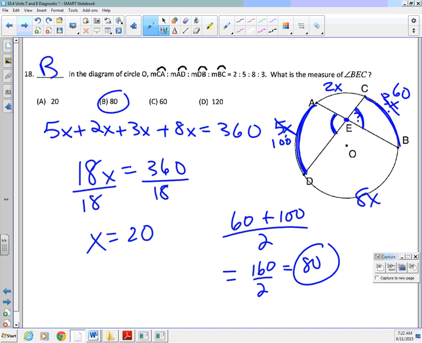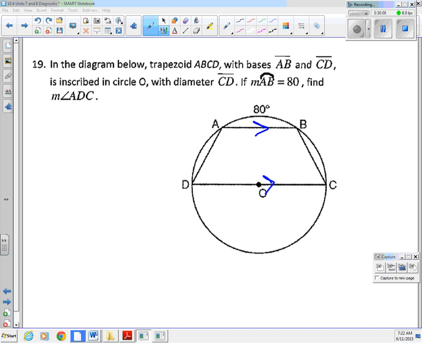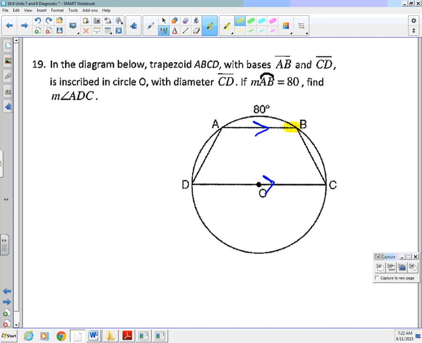Okay, number 19. In the diagram below, trapezoid ABCD has the bases inscribed in circle O with a diameter CD. If measure of arc AB is 80, find the measure of angle ADC. All right, since we have a trapezoid, we know that those two line segments are parallel to each other. If those two line segments are parallel, there's a theorem that says between parallel lines, you will have parallel arcs. And so therefore, AD and BC are equal.